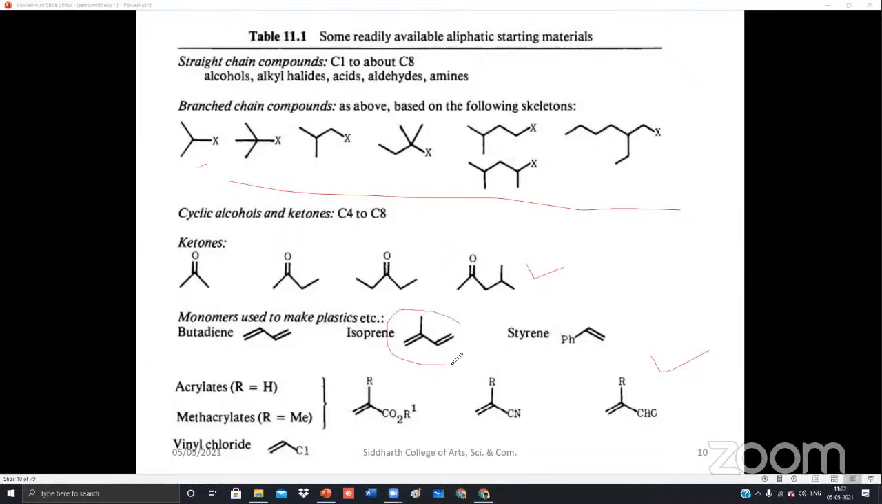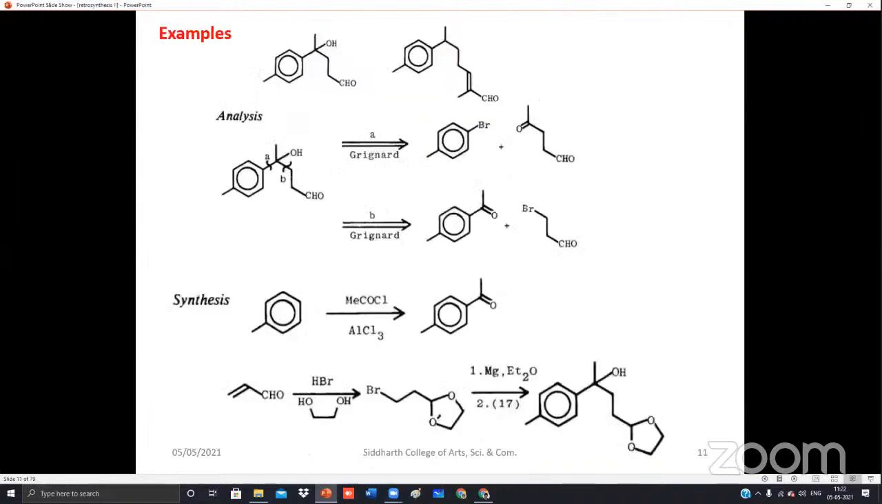They are available at a cheap cost, so you can select this and directly start your synthesis. So this is the important point of retrosynthesis, that you have to think in a logical way, that there is no need to put your energy into synthesizing all the fragments.